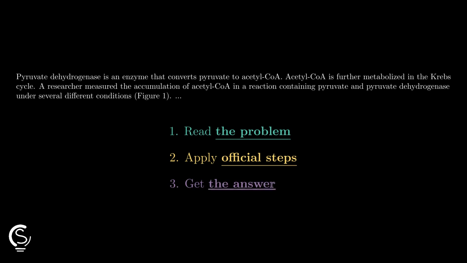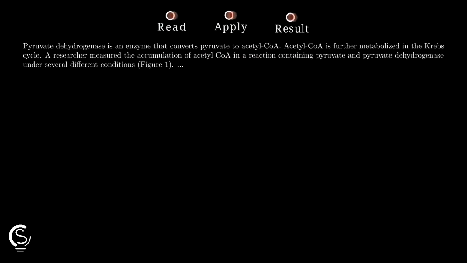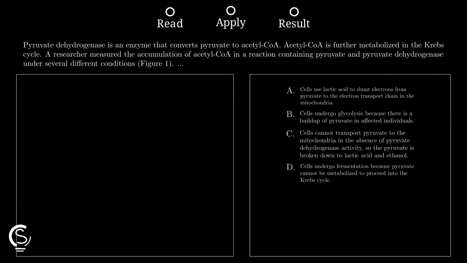Let's go! Pyruvate dehydrogenase is the key bridge between glycolysis and the Krebs cycle. Let's solve this biology puzzle quickly to find why lactic acid builds up. Pyruvate dehydrogenase normally converts pyruvate into acetyl-CoA so it can enter the mitochondria. Without this enzyme, the pyruvate cannot be processed for aerobic respiration, causing a major metabolic backup here.